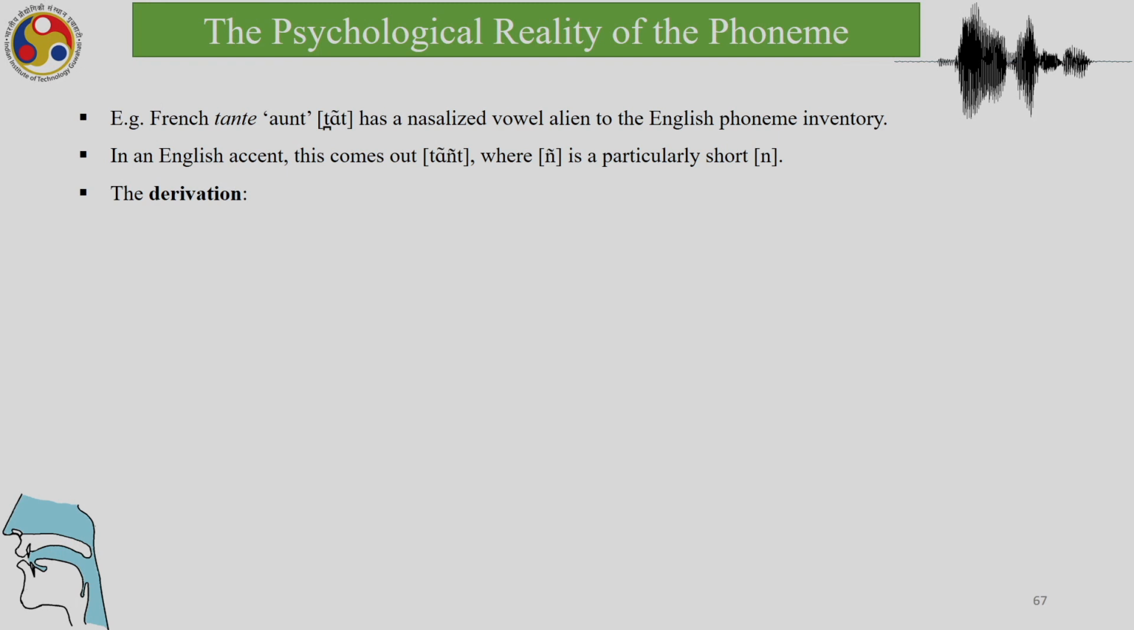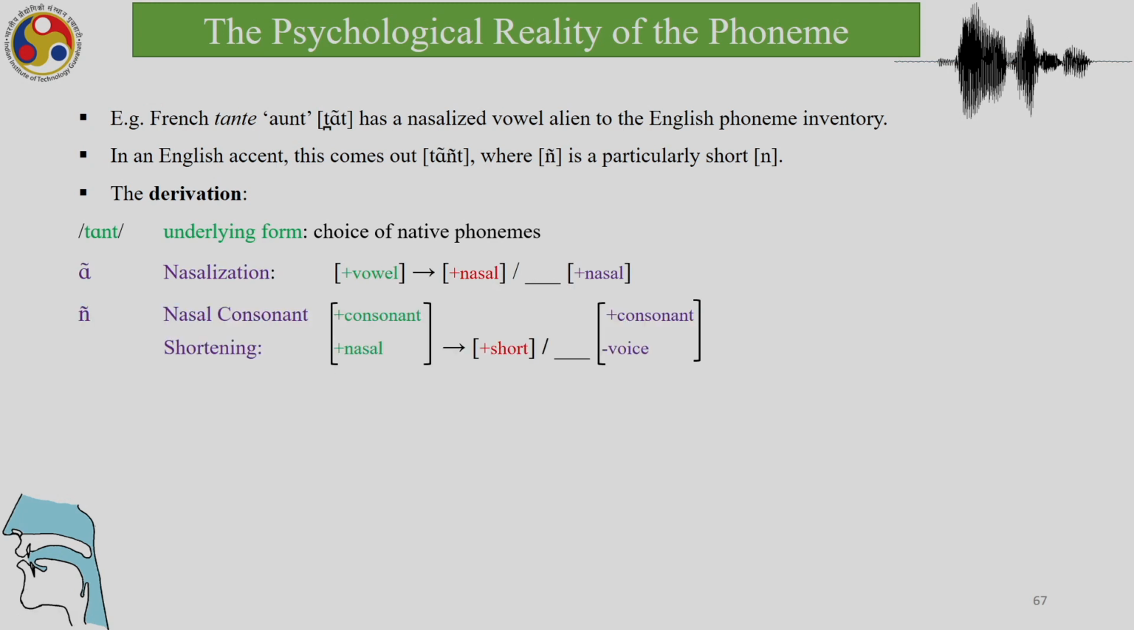And finally, in French, tant has a nasalized vowel alien to the English phoneme inventory. So in an English accent, this comes out as tant, where the nasal is particularly short. Now, if we do a derivation of our English speakers of French, these are the steps involved. We have the underlying form of tant, and we have a, and we have nasalization, which leads to a, and then we have the nasal consonant, which is shortened, and as a result we have the surface English form of tant.